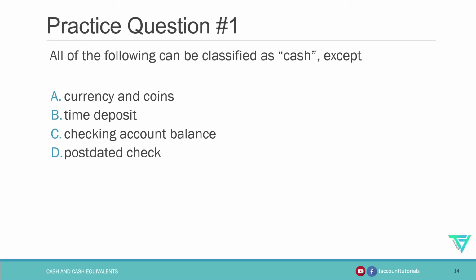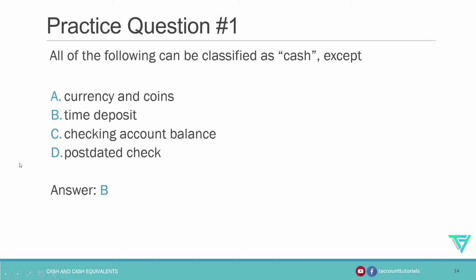Time deposit cannot be classified as cash. The time deposit is never classified as cash. It may be classified as cash equivalent. Post-dated check may be classified as cash if the post-dated check is a company check. So the better answer here is letter B.